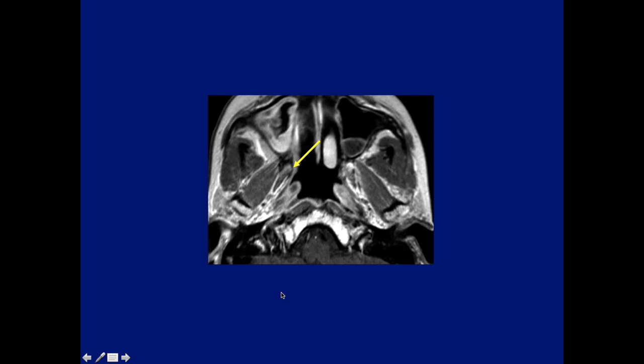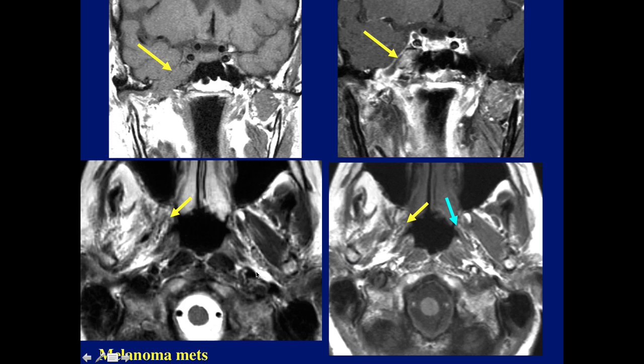And if we look hard enough, we can see it. So this is the tensor veli palatini muscle we can see. So again, here's the torus tubarius. This is the muscle. And just to show, but you have to look hard for it.